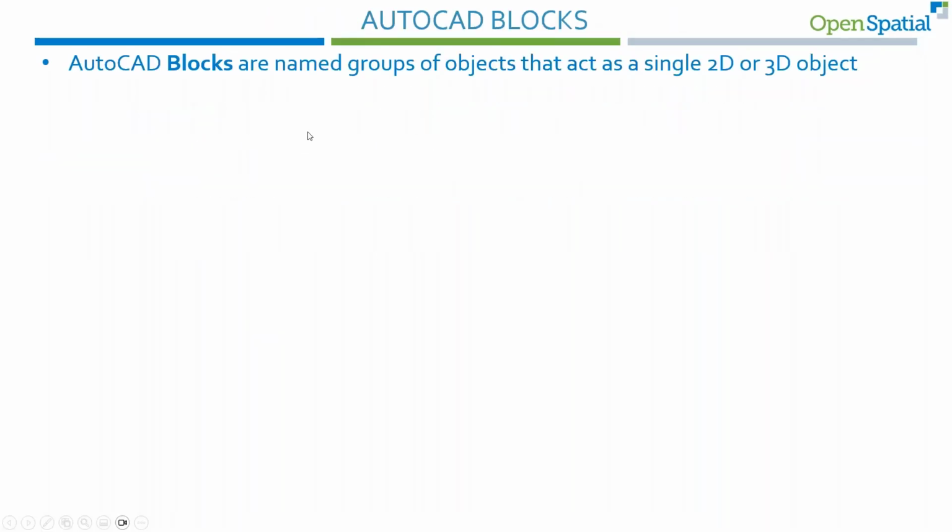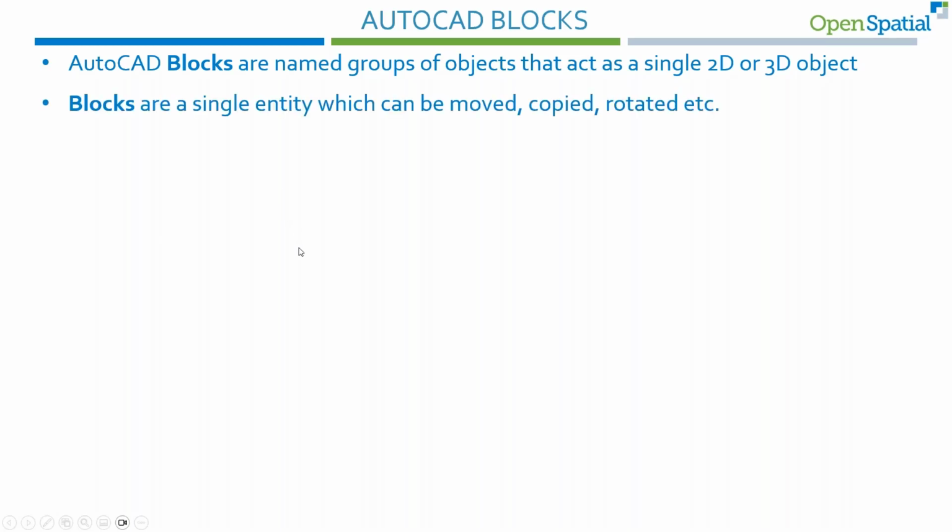AutoCAD blocks. Now, typically in the GIS environment, symbology is done by something like a font, or you could do pictures, etc. The AutoCAD block is in essence a mini drawing with all of the same things. So if you've got, for example, a hydrant or a valve that you want to display, you can draw up a little valve symbol and then save that as a block and reuse that all over the drawing. So it's a single entity that can be moved, copied, and rotated.